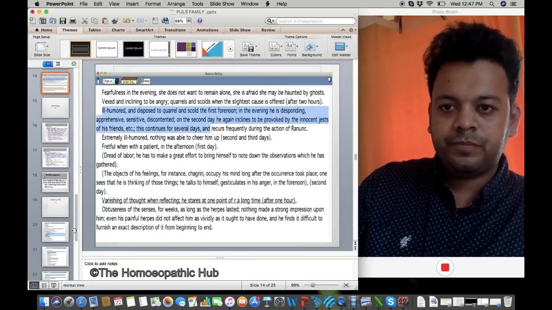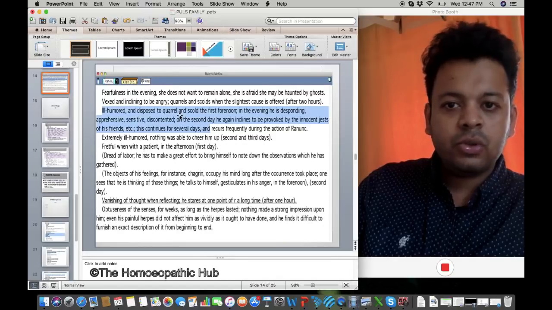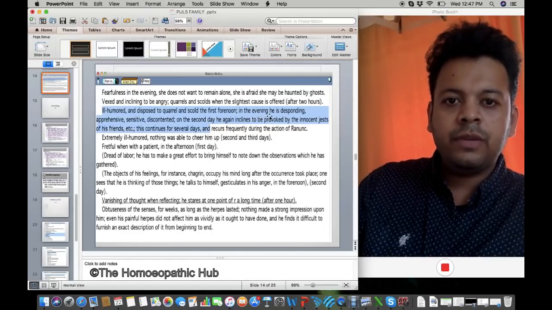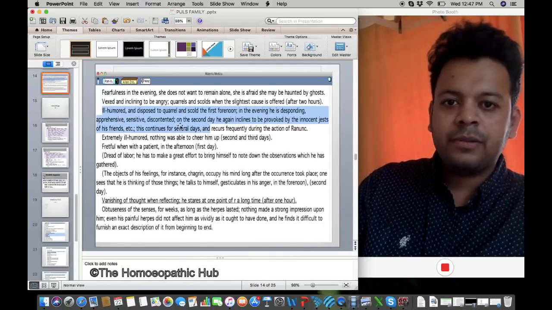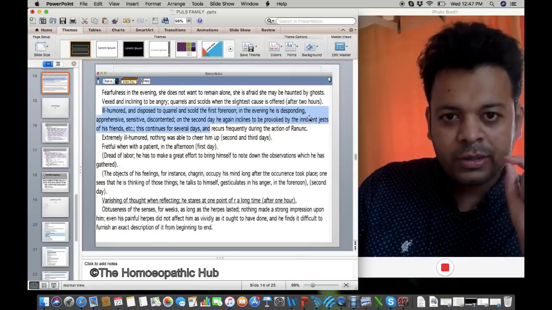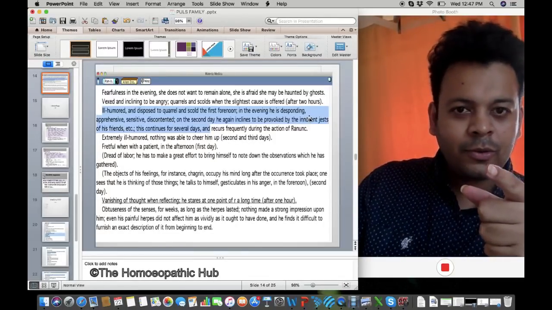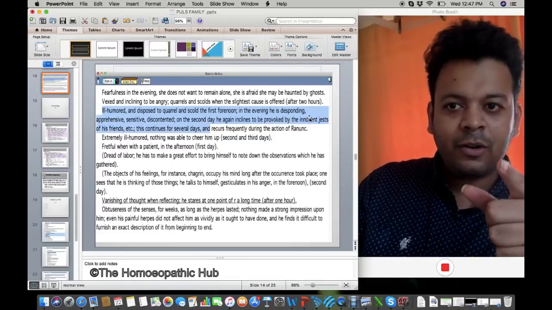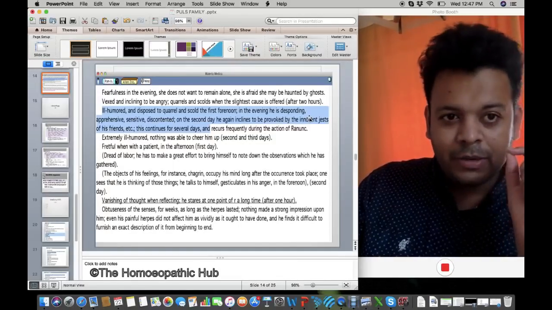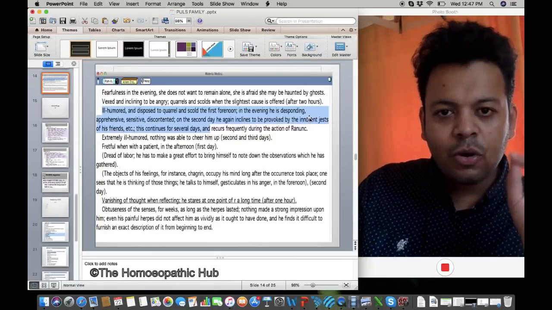Interestingly, a very interesting symptom is written here. Ill-humored, disposed to quarrel, scold. In the evening he's desponding, apprehensive, and he is again inclined to provoke by innocent jest. This is very important for the Ranunculaceae family. One of the patients I saw recently did very well on Pulsatilla, and her main feeling was "choti choti baatein lag jaati hai", small small things affect.